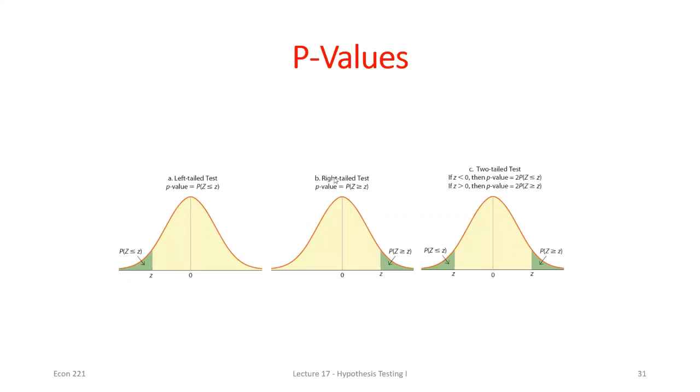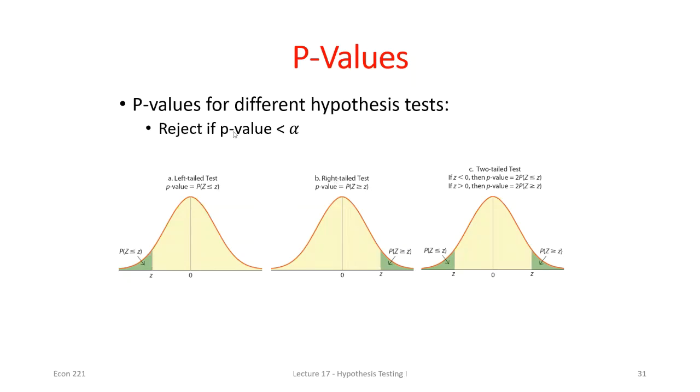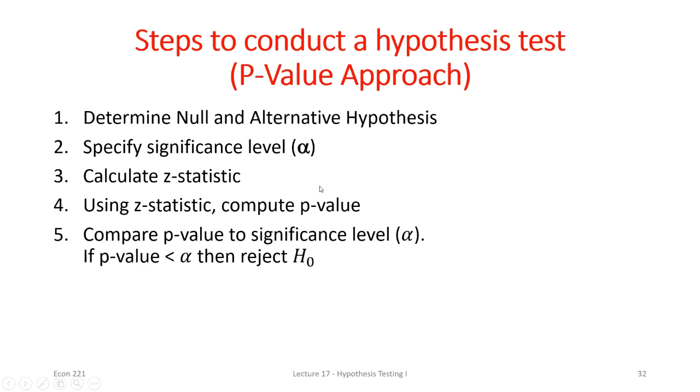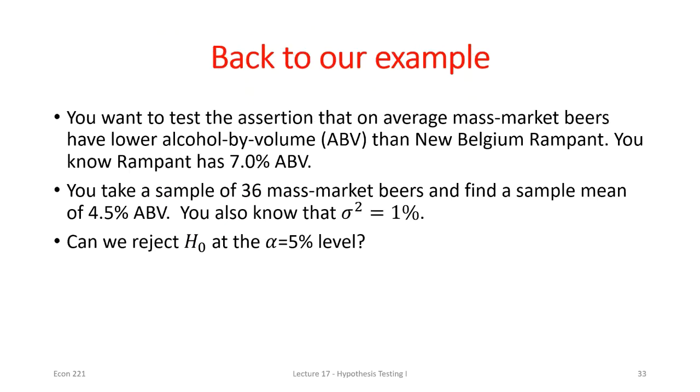Okay, so this is kind of how we find our p-values, right? Once we find the p-value, if the p-value is less than alpha, we can reject at that level, okay? So what are our steps going to be? We'll determine the null and alternative hypothesis. We'll then figure out what alpha level we want to use. We'll calculate our test statistic. Using that test statistic, we'll find our p-value, and then finally compare that p-value to alpha to make our rejection decision, okay? So let's go through this example.